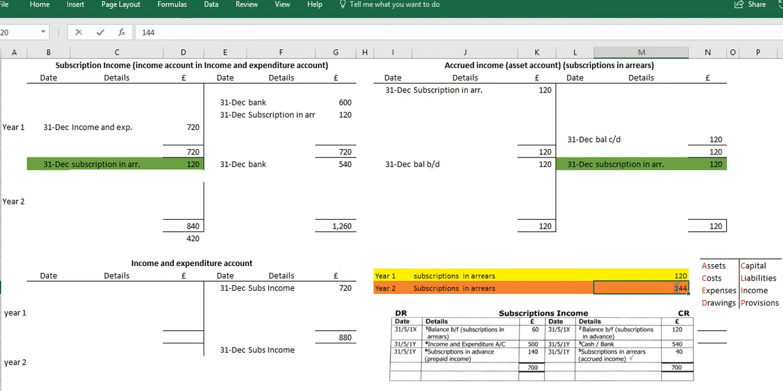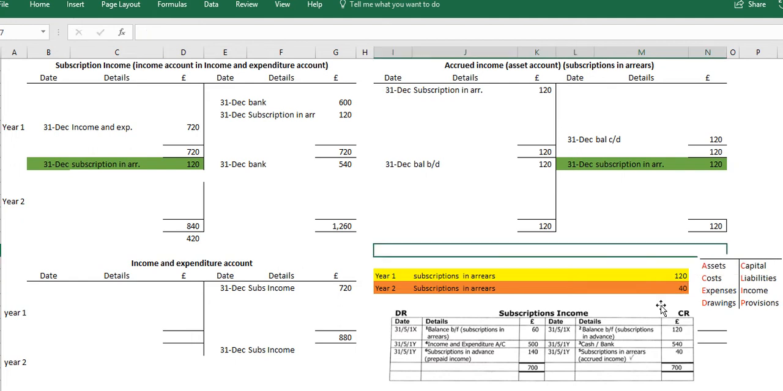Actually, okay, let's say it's £40, not £144. So our members haven't paid us £40. So at the end of year 2, we need to include the fact that we have this subscription in arrears of £40 that our member hasn't paid for us, but we actually want to include it in this period.